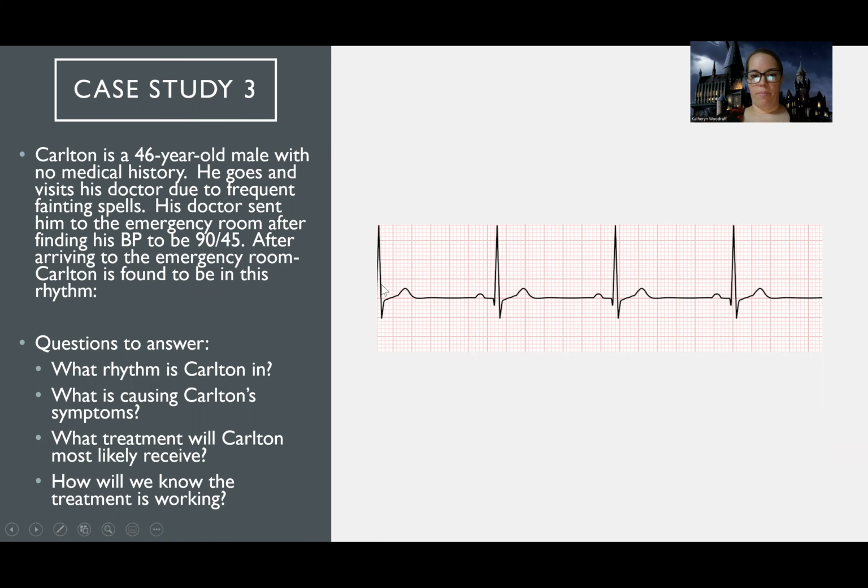So let's do it. We got a rate of 40. It's regular. I've got a P wave, QRS, and a T wave. So everything is normal, and it's a skinny QRS, I should say. Everything is normal, except it's a little slow. So what is this rhythm? So this is sinus bradycardia.